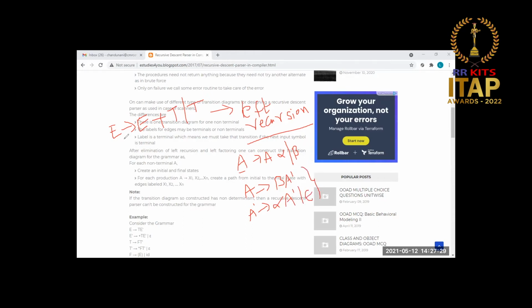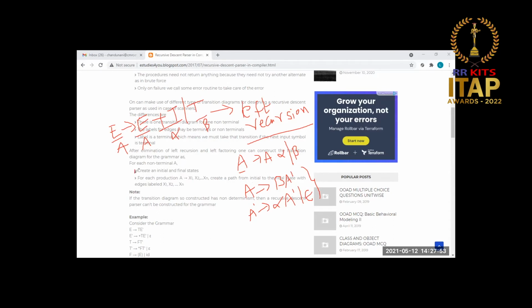Now I am going to apply the left recursion for this grammar. So it is in the format of A tends to A alpha or beta. Here I am considering this value as alpha and this as beta. So now it is in the format of A tends to A alpha or beta. What is the formula? A tends to beta A dash.